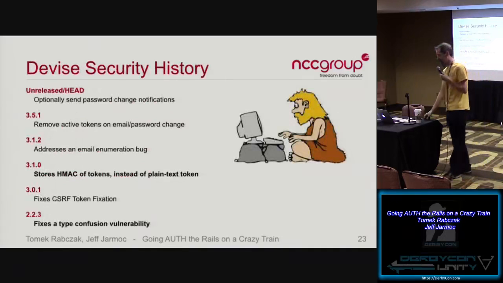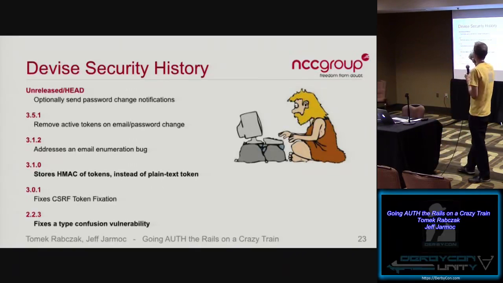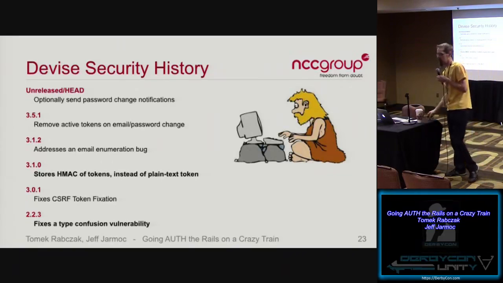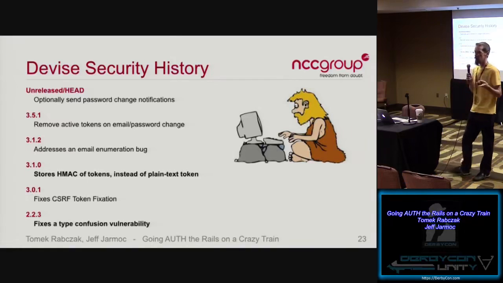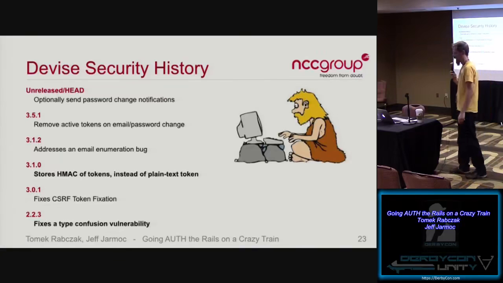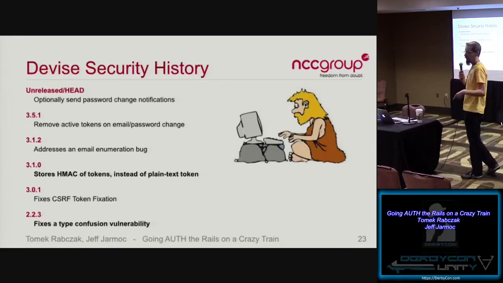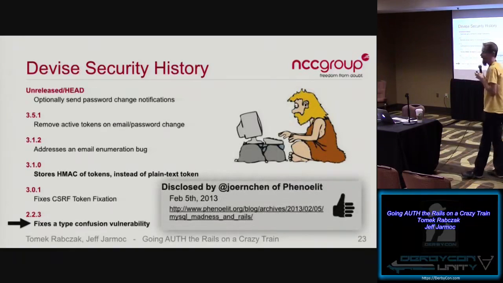Devise has a bit of a security history. This is a snippet of some of the recent versions that have had security relevant changes. The key point here is that most of these are really kind of minor flaws, and they're the sort of things that are really easy to get wrong, but over time, the community is benefiting from improvements in Devise. The two that are bolded, I'm going to talk about over the next couple of slides. Storing an HMAC of reset tokens now instead of the raw value of the token itself. And then there was a type confusion vulnerability. I'm going to spend a couple of slides talking about this.